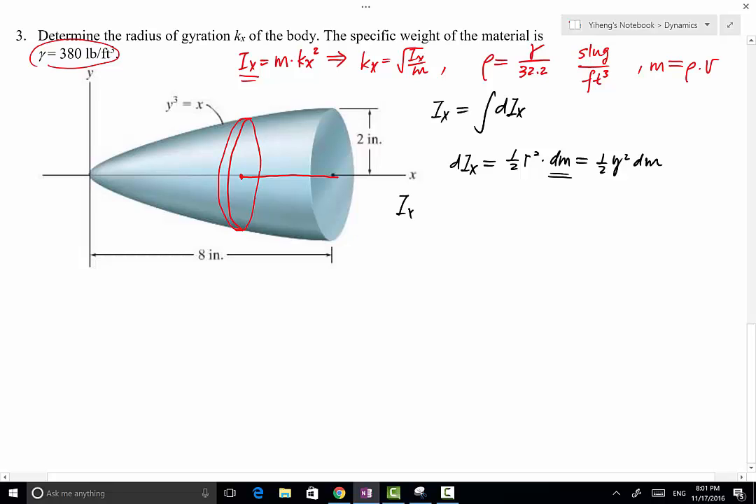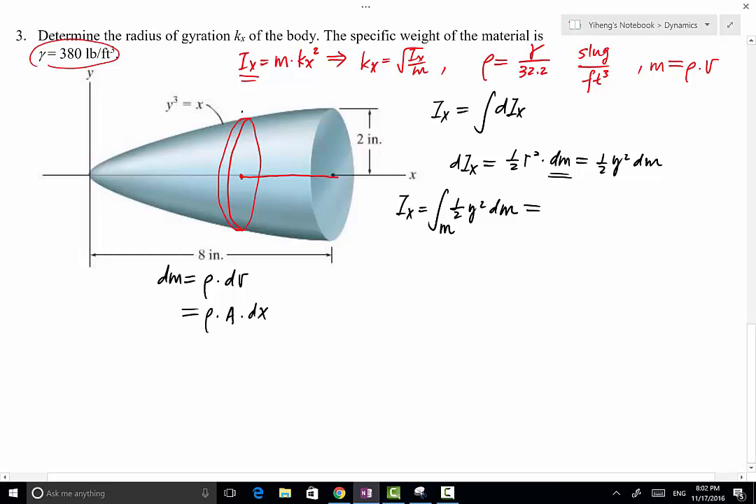Therefore, our Ix equals the integration of 1/2 y squared dm throughout the body, but dm equals rho times dV, so dm equals the density rho times dV. And what is the volume of the thin plate? This equals area times dx, the thickness.